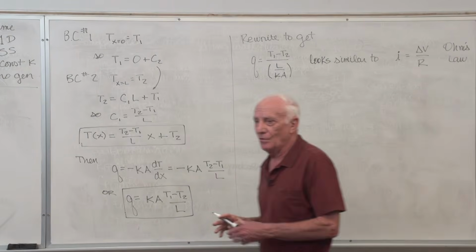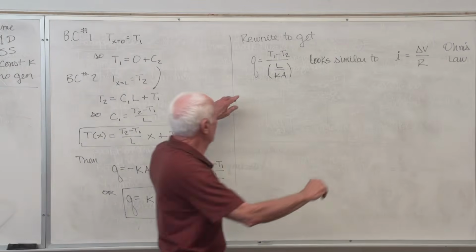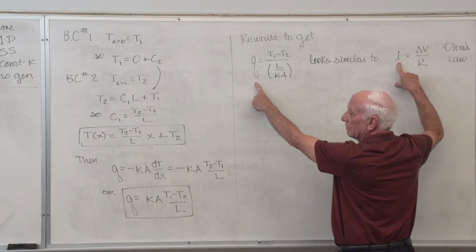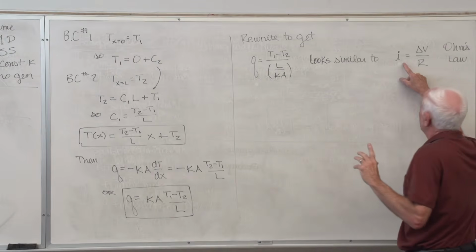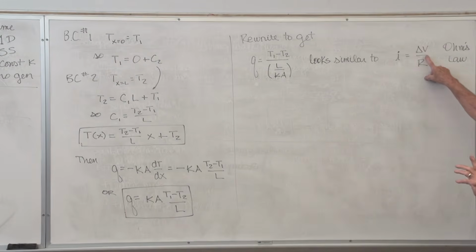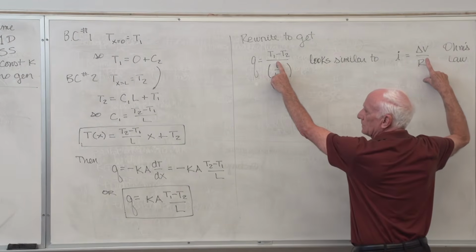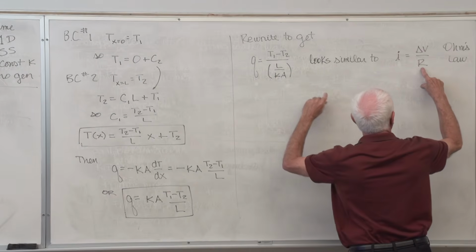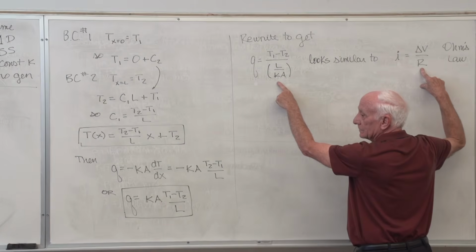Yeah, it looks similar to Ohm's law. Because the left-hand side is electrical current flow, and this is heat flow. The drive, what makes a current in a copper wire? A difference in voltage. What makes heat flow? A difference in temperature. Yeah, the driving potential. This is called the electrical resistance. You know what? I'm going to call that the thermal resistance.